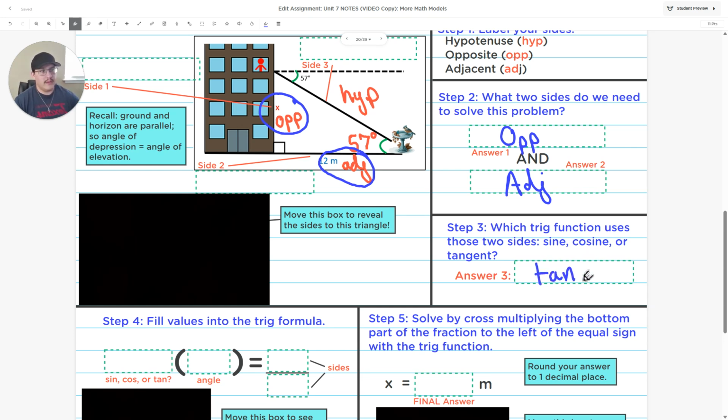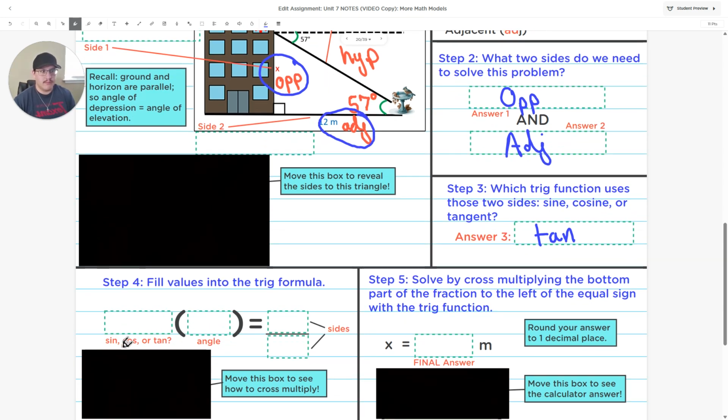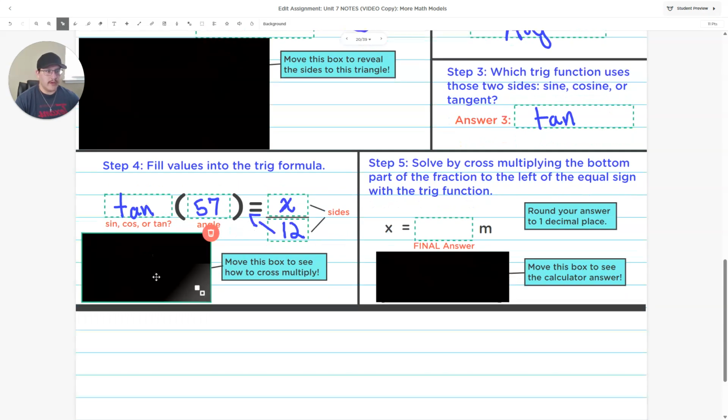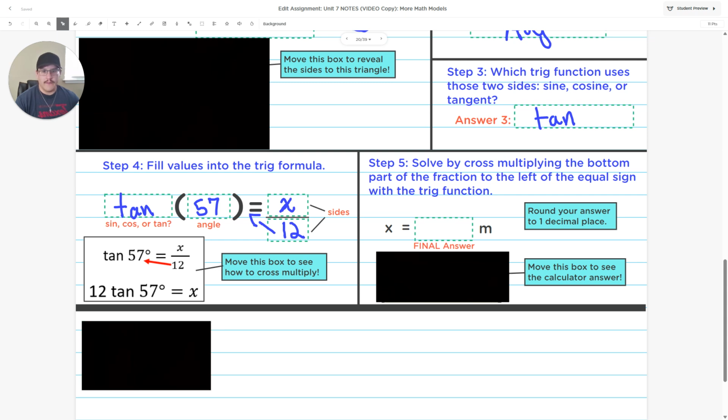So tangent is what we're going to fill out into our trig formula. The tangent of 57 degrees is equal to the ratio of the opposite, which is the x, divided by 12. So now we're going to cross multiply the 12. Since the x is on top, we're going to cross multiply the 12 to the left side and then just solve. And just so you can see what it looks like, here it is: 12 times the tangent of 57.